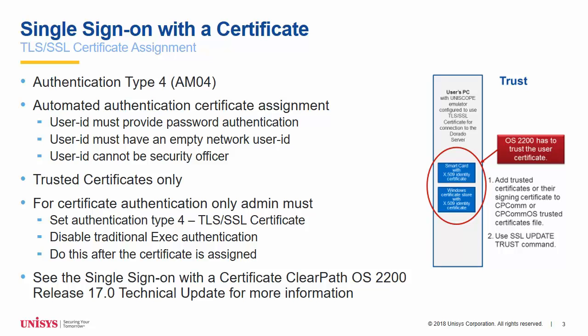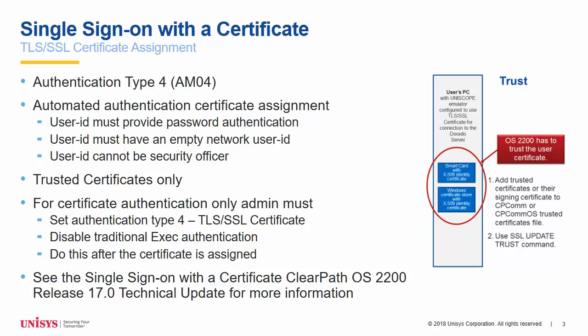Single sign-on with a certificate, otherwise known as TLS/SSL certificate authentication, or authentication type 4, performs user authentication using a TLS/SSL certificate to identify the user. For a user to take advantage of single sign-on, the supplied certificate must be trusted by the ClearPath OS 2200 and the user ID record must be configured with the certificate common name.